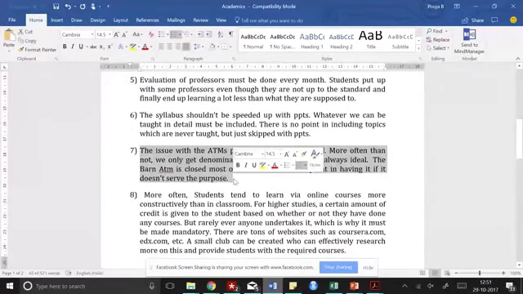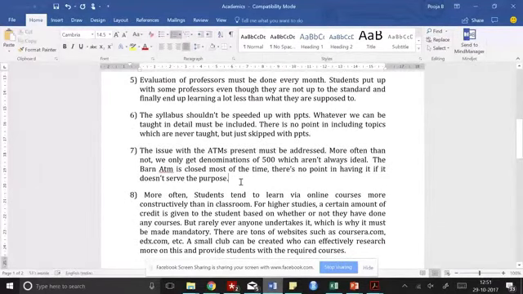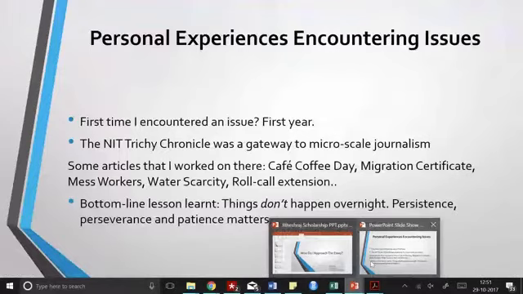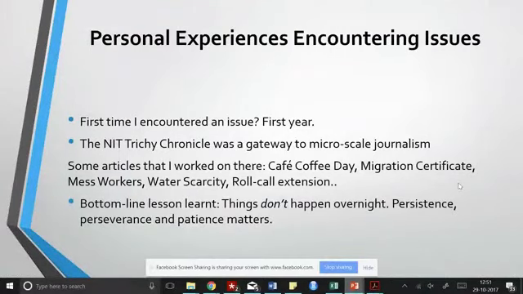The issue with ATMs present must be addressed. More often than not, we only get denominations of 500, which aren't always ideal. The Bank ATM is closed most of the time. There's no point in having it if it doesn't serve the purpose. So I just put all of it together and I sent it to him. And thankfully, he was very happy that I did. I'm not saying that action was taken right away, but if you are going to do the same thing now, please follow the hierarchy and the bottom-up chain.